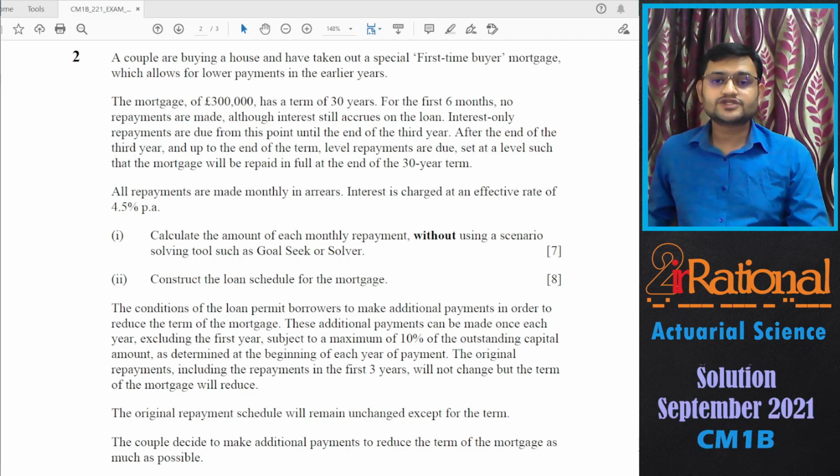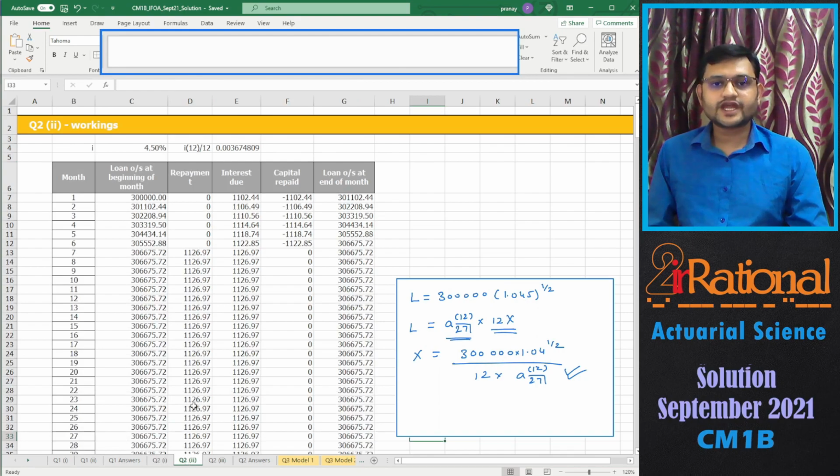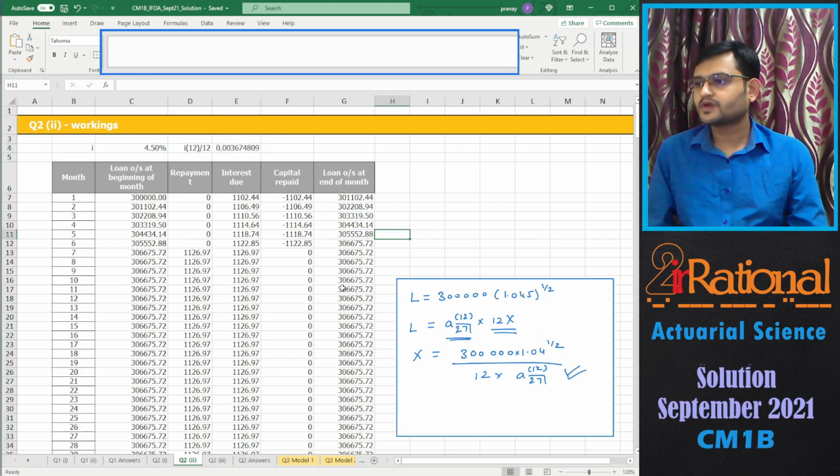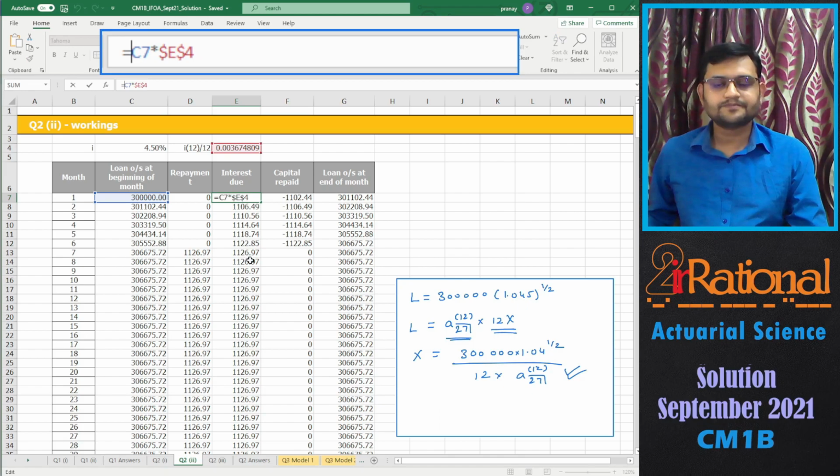In the second part, they say construct the loan schedule for the mortgage. So now we have to construct our loan schedule in the given table. So I've created i12 by 12 because that would be our effective rate of interest. Next, our loan at the beginning will be 300,000. For the first 6 months, we will not have any repayment, so the interest will keep on increasing. Our interest would be our loan at the beginning multiplied by the effective rate of interest. I have kept that same throughout the column.